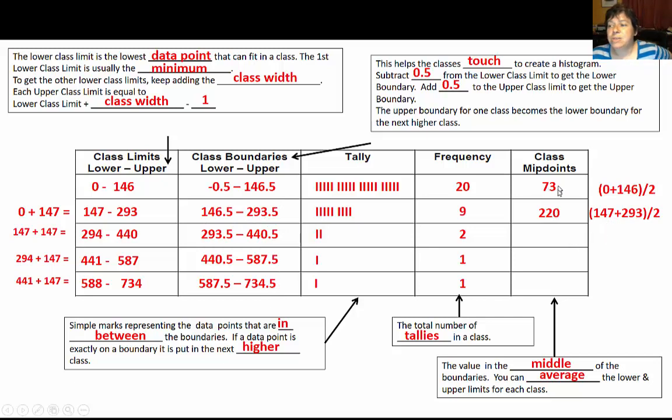The other thing you could notice is how far apart are these? Well, if I subtract these two, believe it or not, I'm going to get 147, which is my class width. So the other way, I could just add the class width to keep getting the next value.